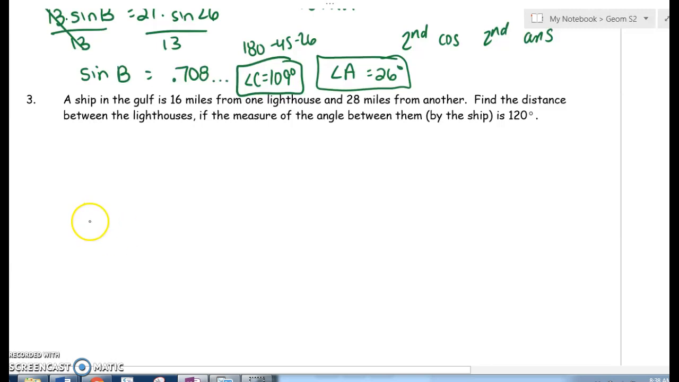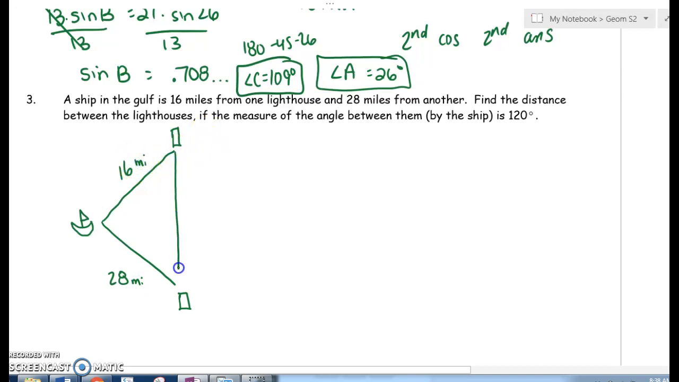All right, so we've got this. Drawing a picture will help. We've got this little ship. There's my nice little picture. It is 16 miles from one lighthouse, so 16 miles to this lighthouse here, and then it is 28 miles to another lighthouse. So here's the other lighthouse, 28 miles. And it says find the distance between the lighthouses, so between this lighthouse and this lighthouse. We're trying to find out what that is. And it says if the measure of the angle between them, so by the ship, is 120. So this angle here is 120 degrees. So this is our setup.